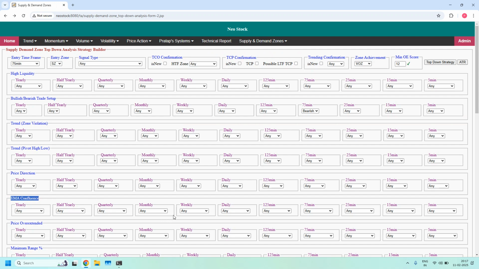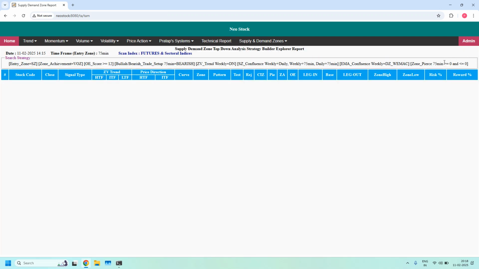In the EMA confluence, weekly time frame, checking the filter: weekly supply zone is having weekly EMA confluence or not. And trend should not be sideways on weekly. It should be only downtrend because it is a bearish trade setup. So none of those zones are having weekly EMA confluence. Fine. This is about a bearish trade setup.